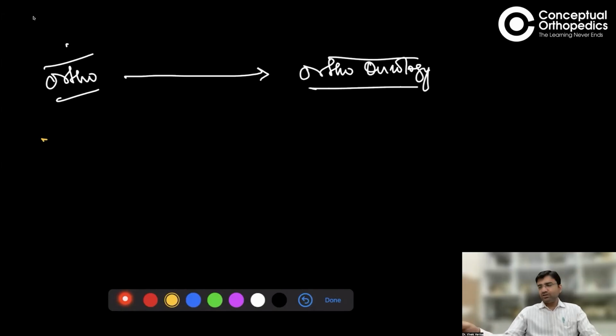This is not just a first year question. This is for second, third year, and even post MS people can tell this. What is the approach for proximal humerus? Deltopectoral. Good, that is commonly used, absolutely. So what new am I going to tell you about it?